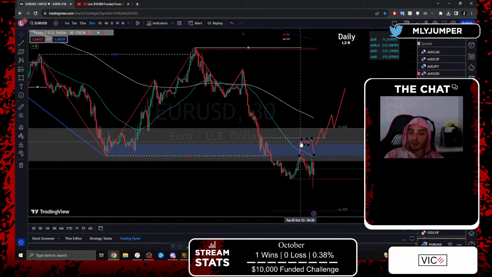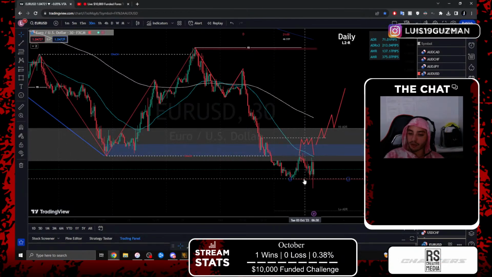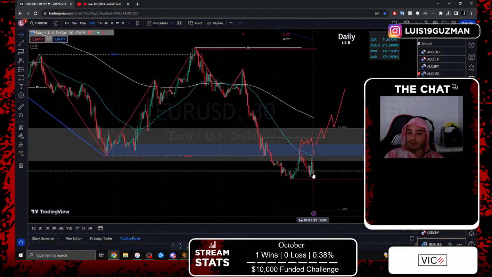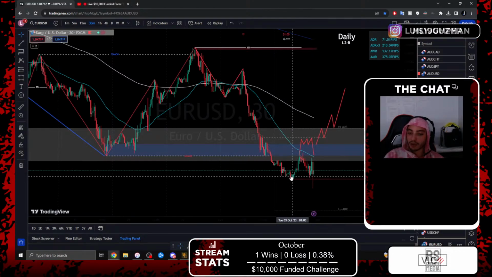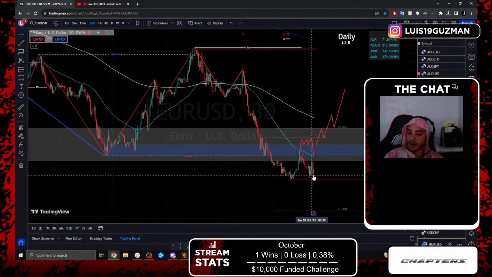Euro USD, exactly, we're looking for a Bart Simpson. We never got it. We're still waiting. It's still at the bottom of our zone. Still respected our 30-minute zone at the bottom. Yeah, it wicked it out, but it never closed below. So it's still respecting the previous lows, right? Making lower low, higher high.